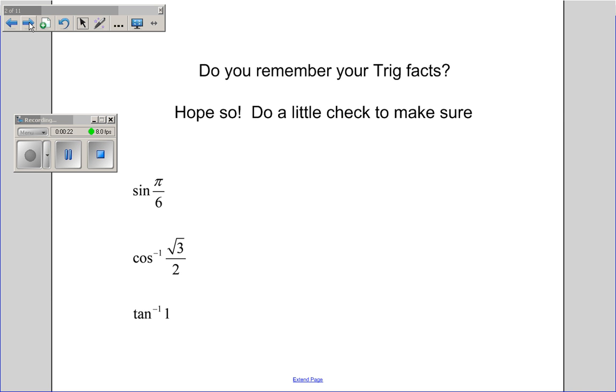All right, so sine of pi over 6, cosine inverse of square root of 3 over 2, tangent inverse of 1. These are things we should know by now. We need to know the trig ratios and those special right triangles. So take 30 seconds or so, pause the video, and restart it in a second to see if you can get them. See if you know what they are. Okay.